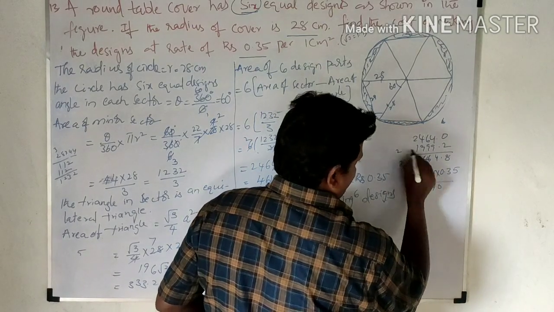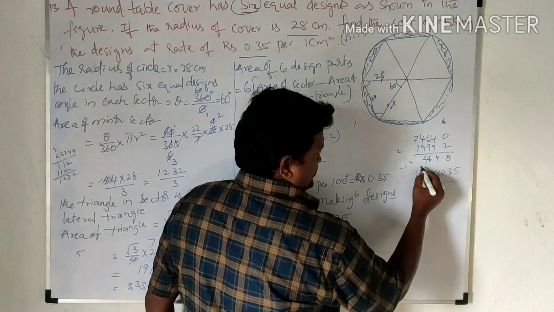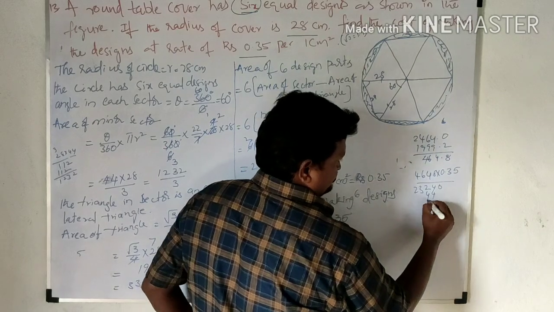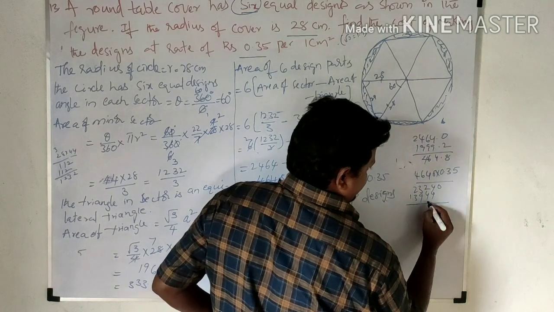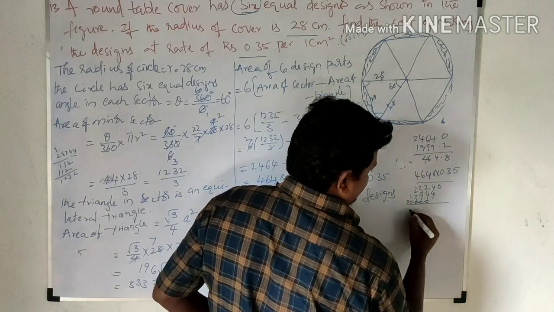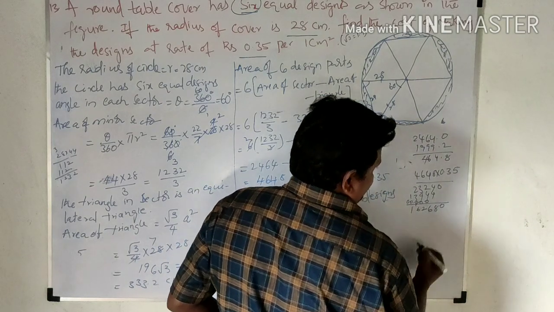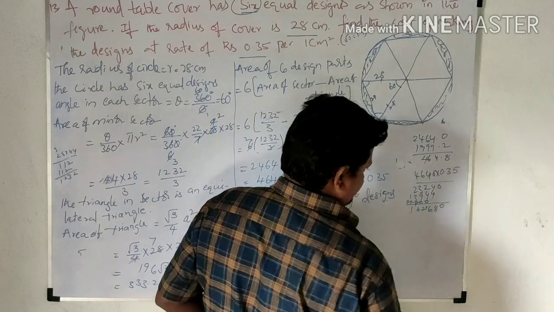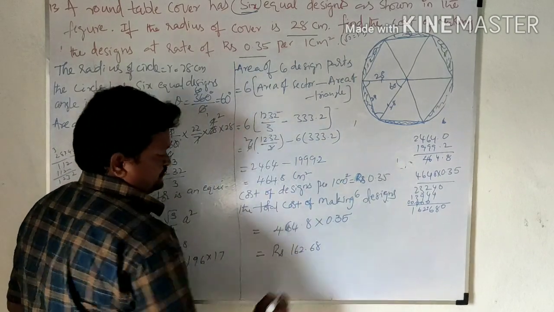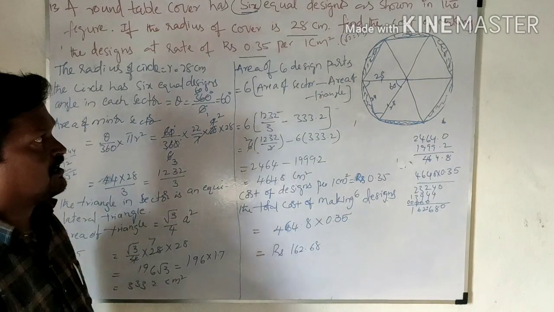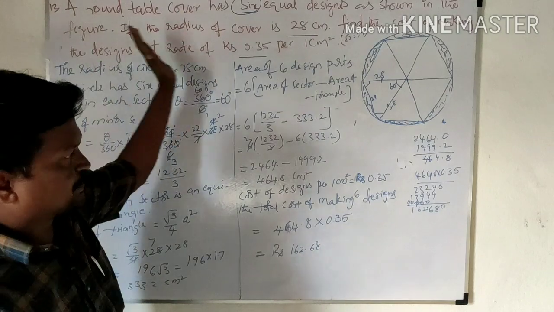Next by 3: 3 8s are 24, 3 4s are 12 plus 2 is 14, 3 6s are 18 plus 1 is 19, 3 4s are 12 plus 1 is 13. Next it will be 0 0 0 0. Adding, after 3 digits, 1 2 3, we get 162.68. This is the total cost of making the 6 designs of the round table cover.